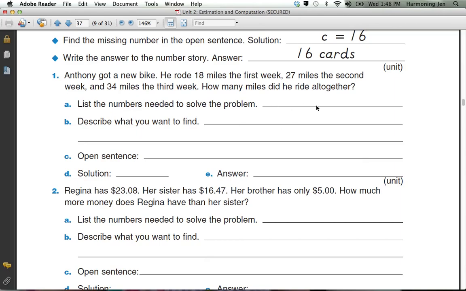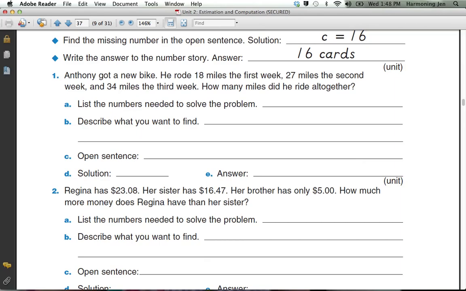List them here on the line. Describe what you want to find. Like I said, always look back to the question. How many miles did he ride altogether? So what are we trying to find out? The number of miles Anthony rode altogether.